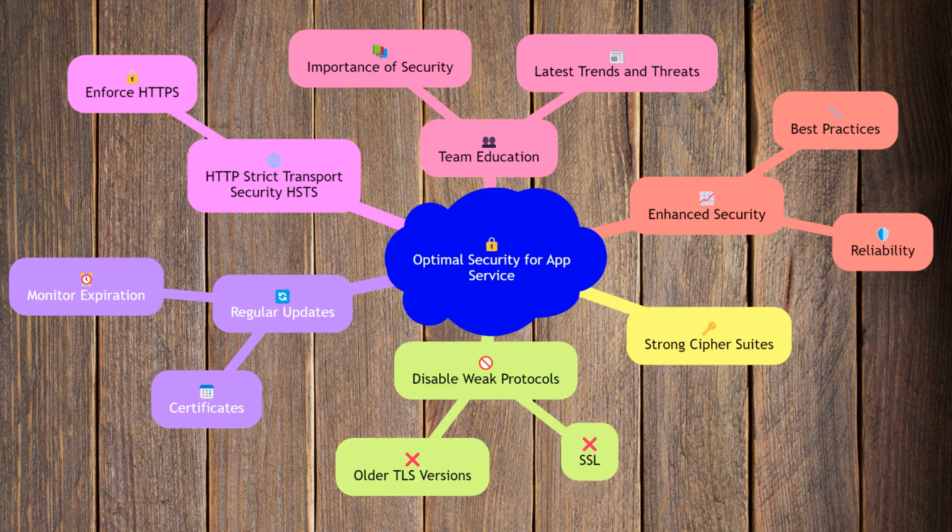Follow best practices to ensure optimal security for your app service. Use strong cipher suites and disable weak protocols like SSL and older versions of TLS. Regularly update your certificates and monitor their expiration dates. Implement HTTP Strict Transport Security, HSTS, to enforce HTTPS connections. Educate your team about the importance of security and stay informed about the latest security trends and threats. By adhering to these best practices, you can enhance the security and reliability of your web application.